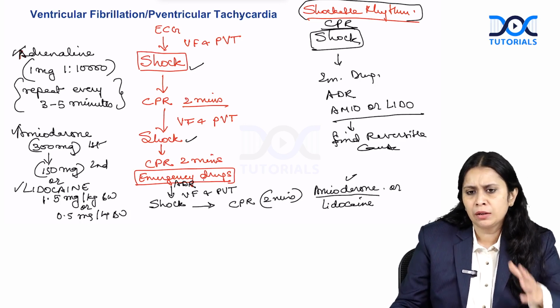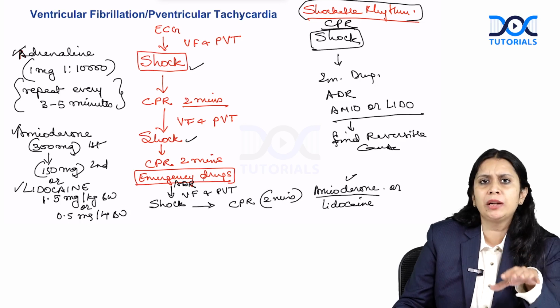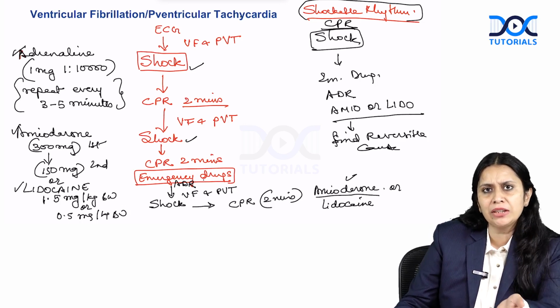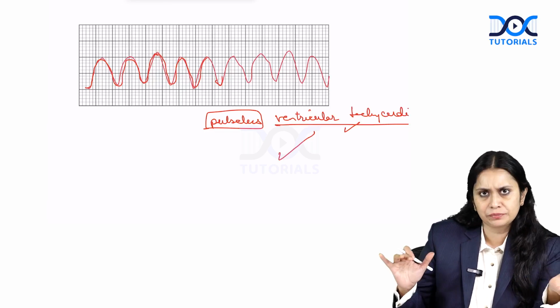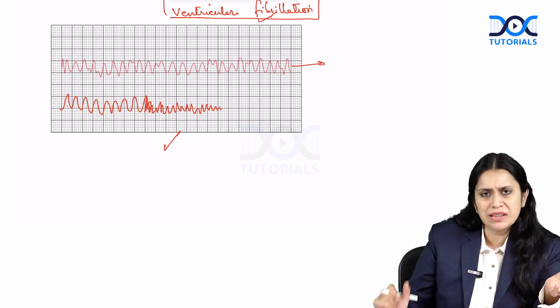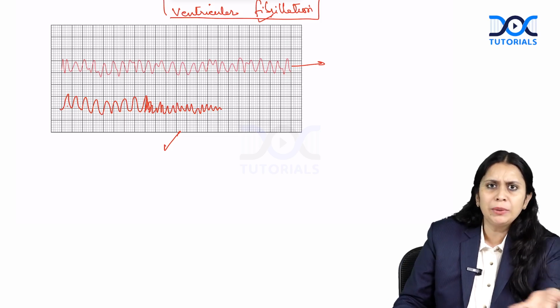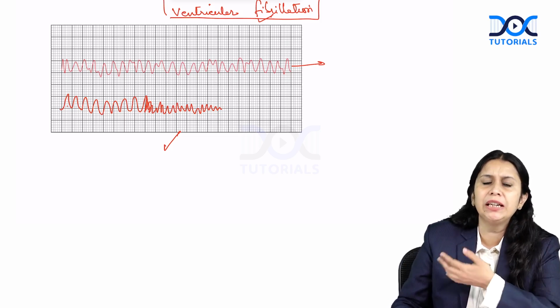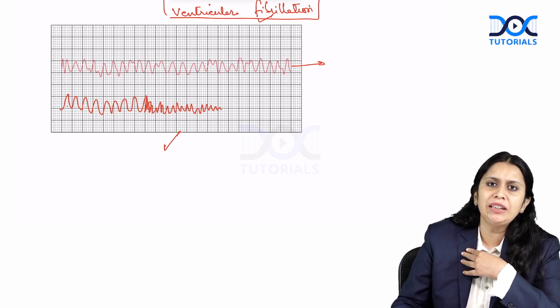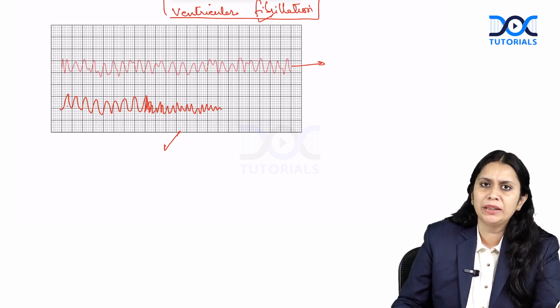So any question? They say the patient is unconscious, CPR is undergoing, and when the ECG was attached, this was the rhythm. That's VT. Or this was the rhythm. That's VF. What would be the immediate management done by you? CPR is continuing. What immediately will we do? We will give shock. Immediately we will defibrillate. Defibrillation would be done.